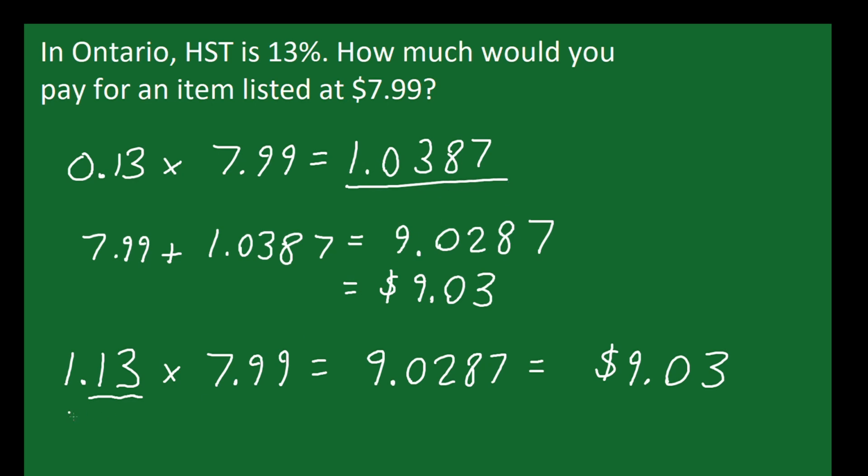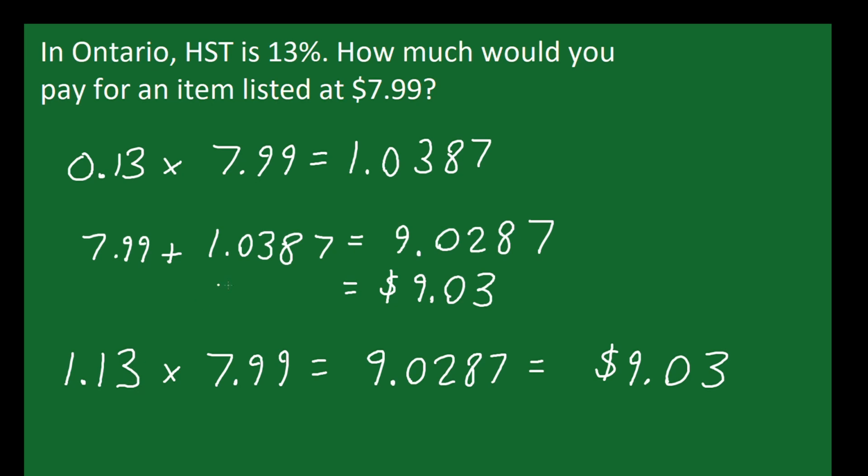The reason this works is because the 0.13, this part, when you multiply that by 7.99, you get that amount that you pay in tax. When you multiply the 1 by the 7.99, you get 7.99, and then those two numbers add together to make this. So instead of doing those calculations separately, you can simply use 1.13. So if I know a number is getting larger by a certain percent, instead of multiplying by that decimal, I can multiply by 1 point that decimal.